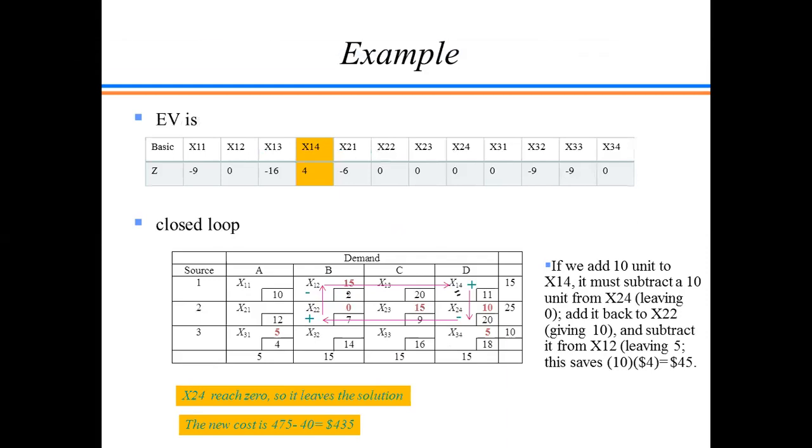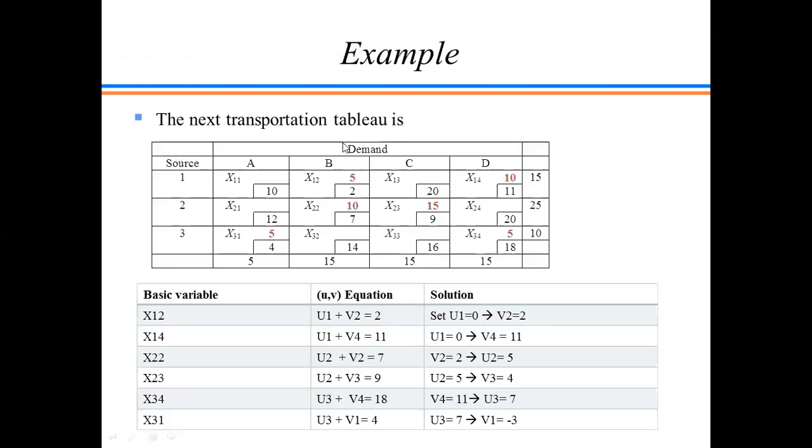Here we have 15 and 10. That's why we will select 10 as the value. So x14 later becomes plus 10. X24 minus 10 becomes 0. X23 no change. X31 also no change. X22 plus 10. X12 is plus 5. You see that x24 would become the leaving variable. And the result is this one. So this is the new result.